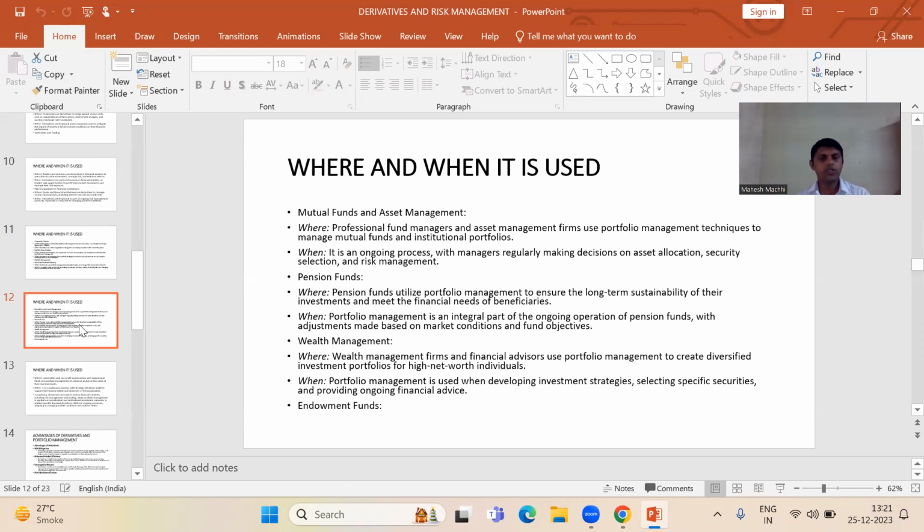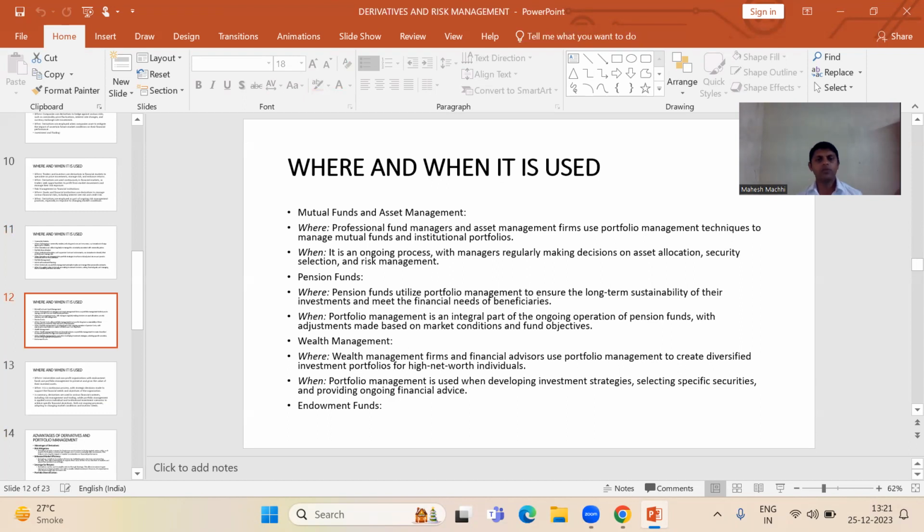Pension funds. Pension funds utilize portfolio management to ensure the long-term sustainability of their investments and meet the financial needs of beneficiaries. Portfolio management is an integral part of the ongoing operation of pension funds, with adjustments made based on market conditions and fund objectives.